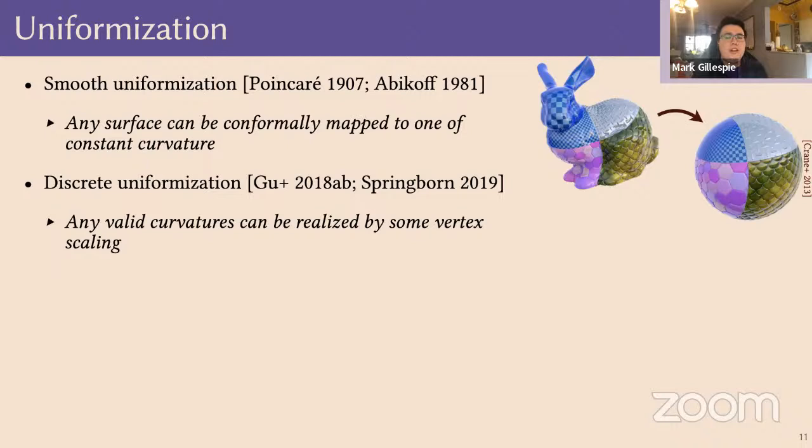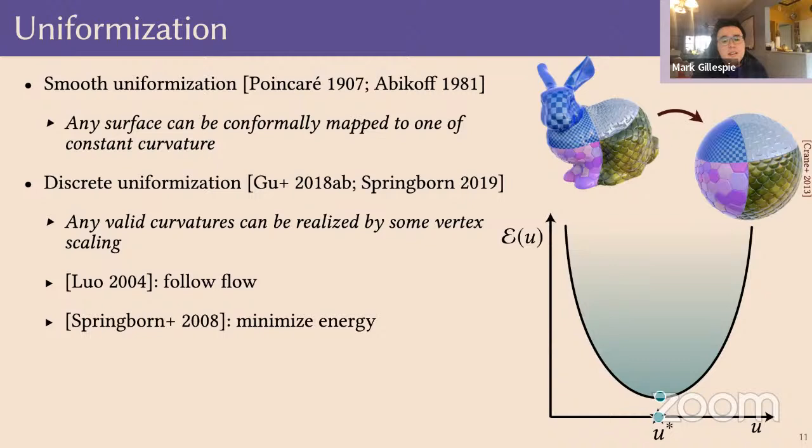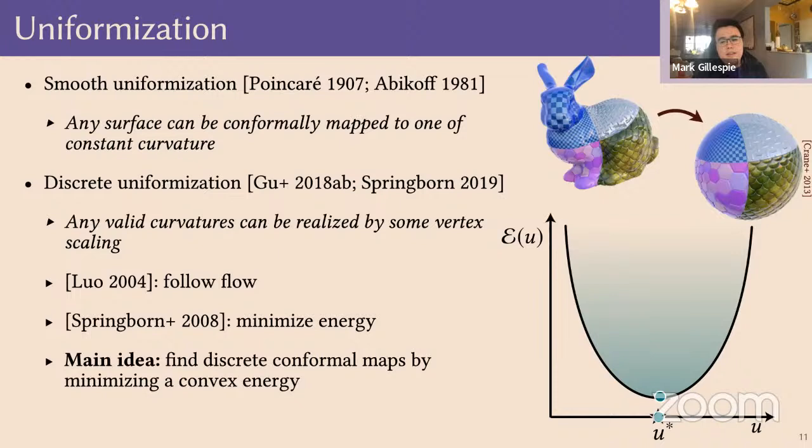The discrete uniformization theorem was actually only proved in the last few years, but people have been working on it for quite some time. It all started in 2004 when Luo gave a flow which evolves a set of scale factors until they achieve the desired curvatures. Luo observed that this flow was the gradient flow of a locally convex energy, which was then given in explicit form by Springborn and colleagues in 2008. So essentially, you can find discrete conformal maps to the plane by simply minimizing some convex energy.